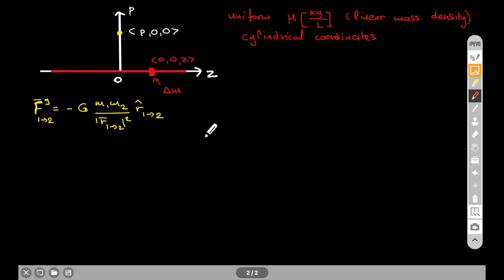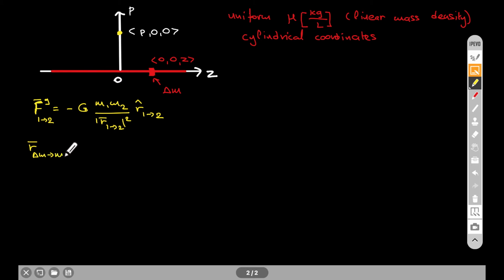So what I'm going to do now is calculate the vector r that goes from 1 to 2. Now, in this case, what is 1 and what is 2? I'm going to change my notation. So 1 is the delta m, the small piece of mass.